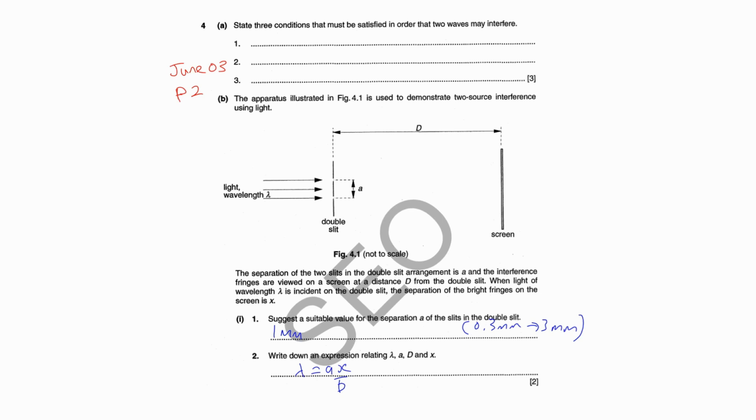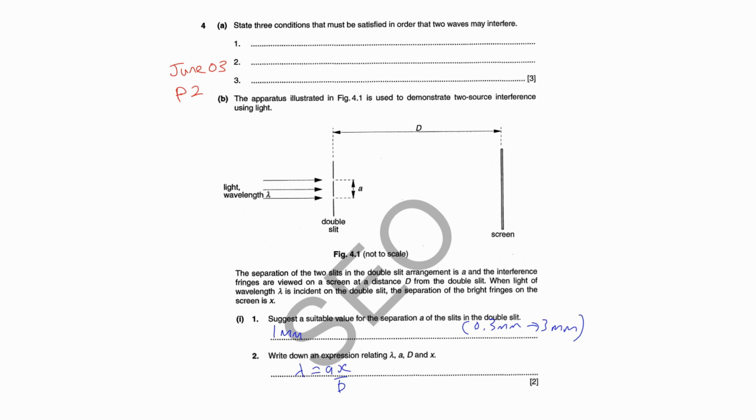Now in this question, they ask you what are the conditions that are needed for the waves to interfere. So for the three conditions, number one, they must meet at a point. Number two, they must be the same type of wave. And number three, they must be polarized along the same plane.